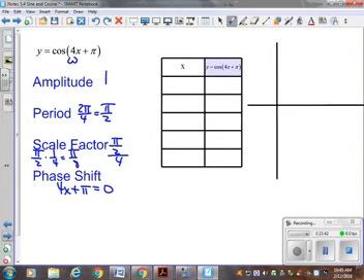And this is what's kind of interesting. You use that 4 to help you figure out the period and what the scale factor is, but you have to have that 4 to figure out your phase shift, because it affects that. So if I take that and subtract pi and divide by 4, then what does this negative pi over 4 tell me? What's this negative tell me? It's going left. So my graph is going to have to shift to the left pi over 4.